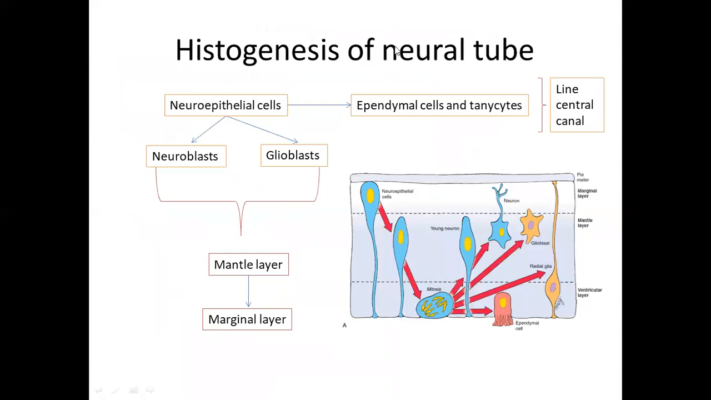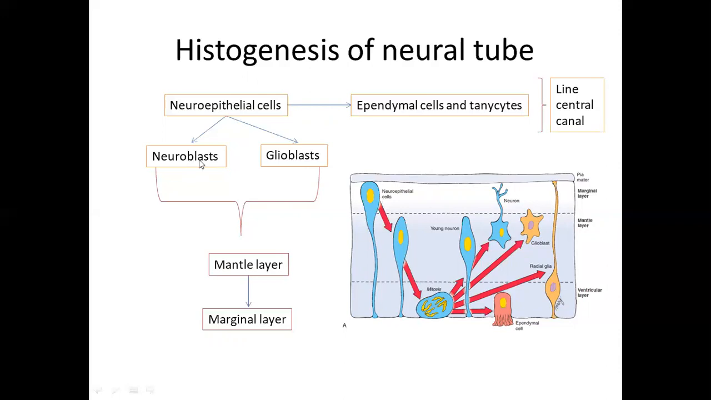Now we'll start with the development of the spinal cord. Firstly, in the spinal cord, we'll read about the histogenesis of the neural tube. We know that the neural tube is lined by neuroepithelial cells. These are somewhat elongated cells. Now they will undergo transformation, become rounded, and undergo mitosis. And they will differentiate into mainly two types of cells, known as neuroblasts and glioblasts.